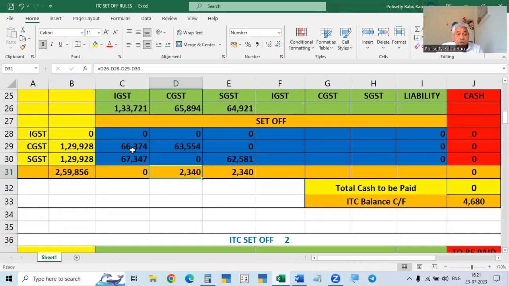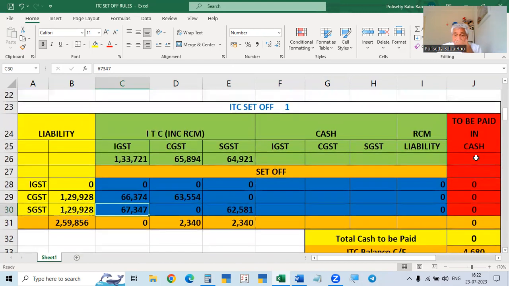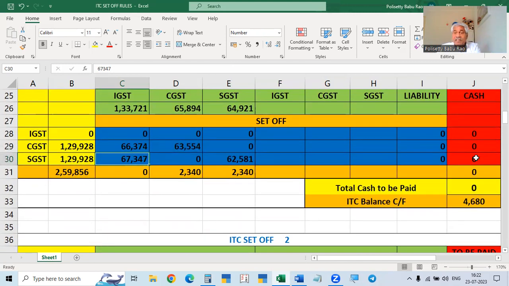So to increase the set off, we decreased this IGST. If we decrease the IGST, the SGST and CGST are increased. If we increase the IGST, the SGST is decreased. That's why the balance increased. So now you see, both the balances, that is the ITC available for CGST and SGST, became equal, and the IGST is completely exhausted. Then only we will go to CGST and SGST, and the cash payment, called cash liability, the amount to be paid in cash. Cash liability is 0. Still we have 4,680, still we have ITC carried forward to next month.